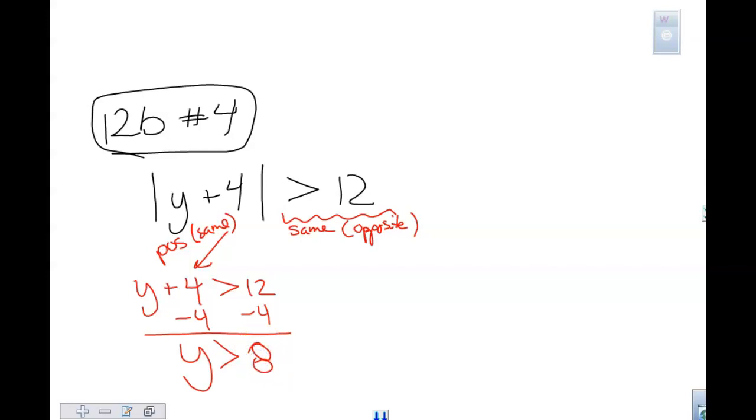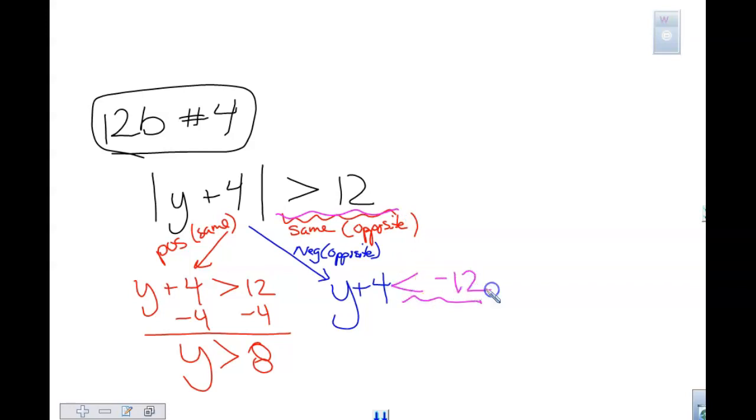But then we go over to this opposite side. This is the negative, or if you want to think of it, I sometimes like to think of it as the opposite. So the opposite is saying, oh, we don't change this. This stays exactly the same. What we take the opposite of is this part back here. So instead of greater, it's now going to be less. Instead of 12, it's going to be negative 12.